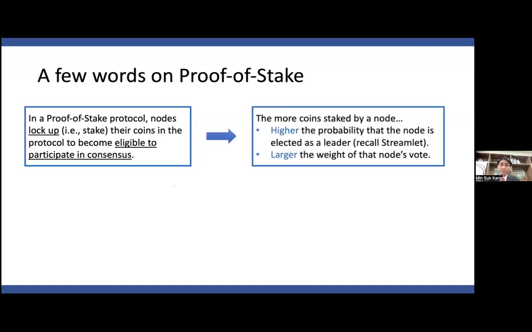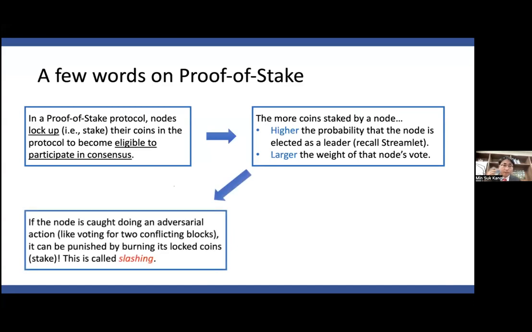The more coins staked by a node, the more money on the table, the higher the probability that the node is elected as a leader. It's a leader selection operation. It's the same as proof of work, but in a slightly different manner. And if you place more money on the table, then you can have more votes. So what is a vote? The notion of a vote didn't exist explicitly in Bitcoin and proof of work Ethereum. It existed implicitly, but now votes exist explicitly here. Let me explain in the next few slides.